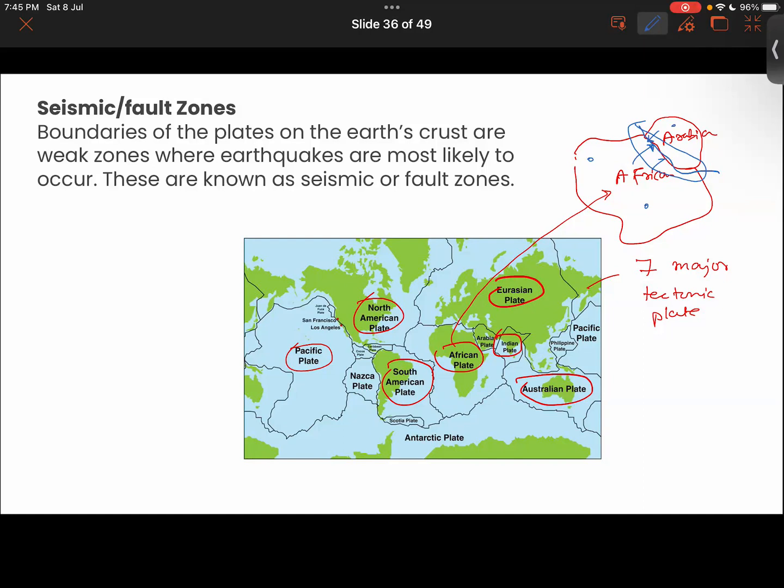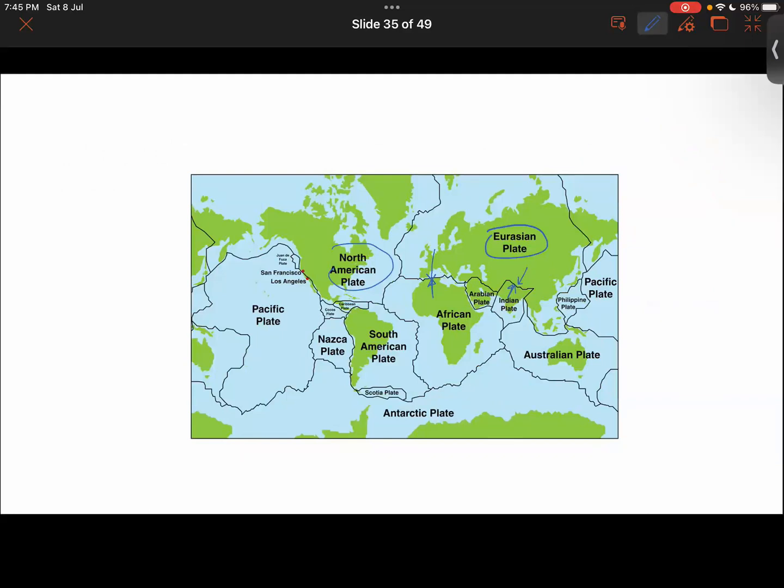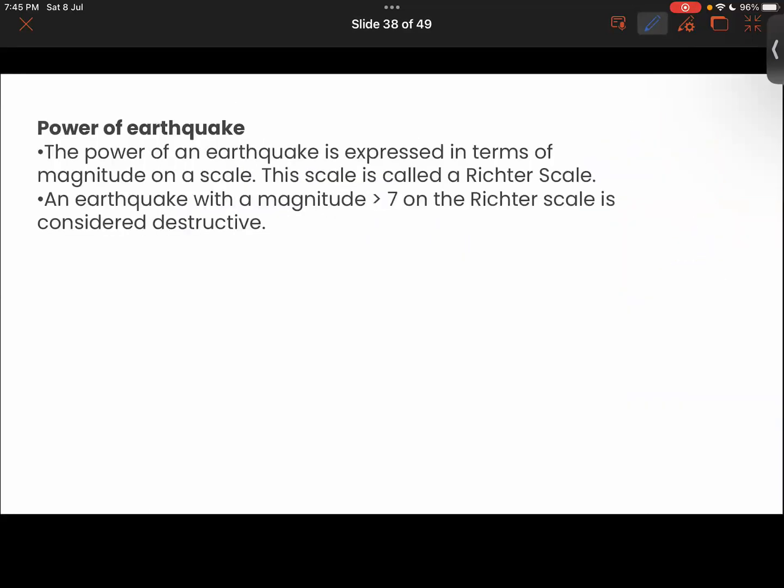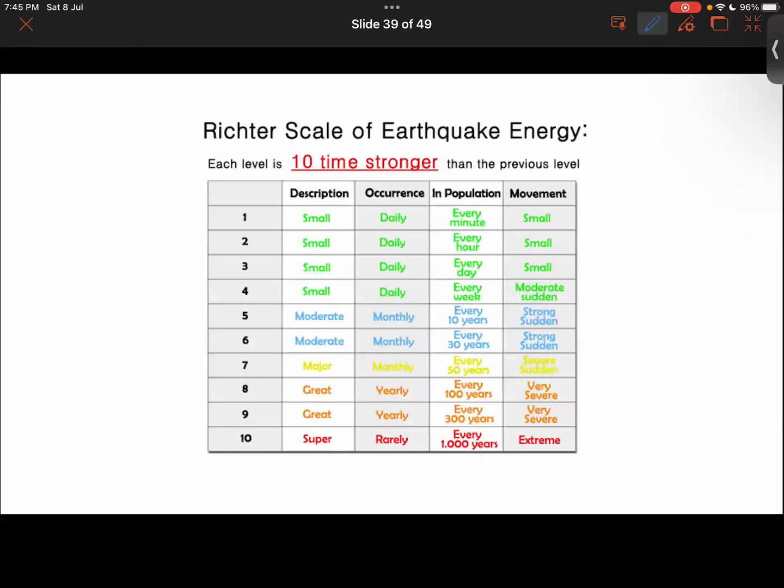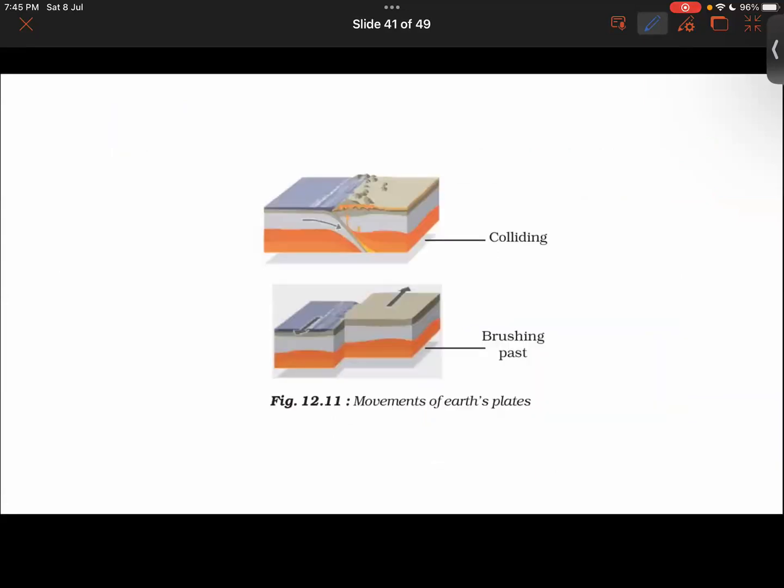So let's understand how the collision of plates takes place here. See, first see this figure, then we will get to the previous slides. See, the two plates here are colliding. So what will happen here? One plate might be heavier and one plate might be lighter.